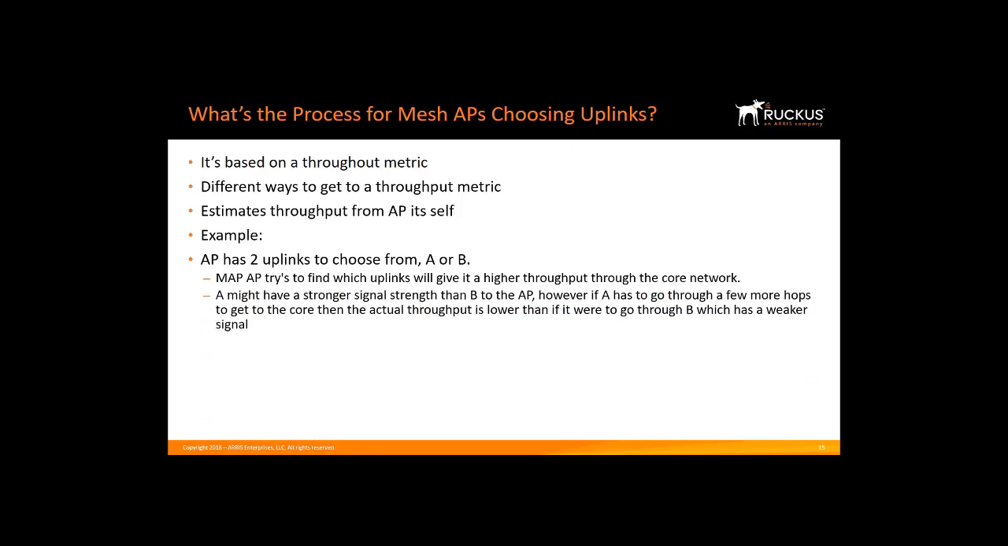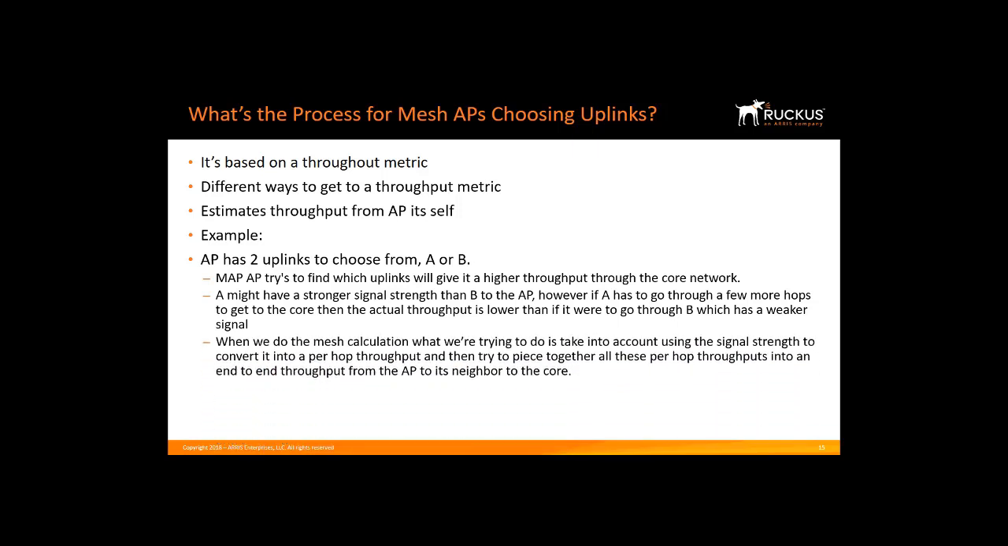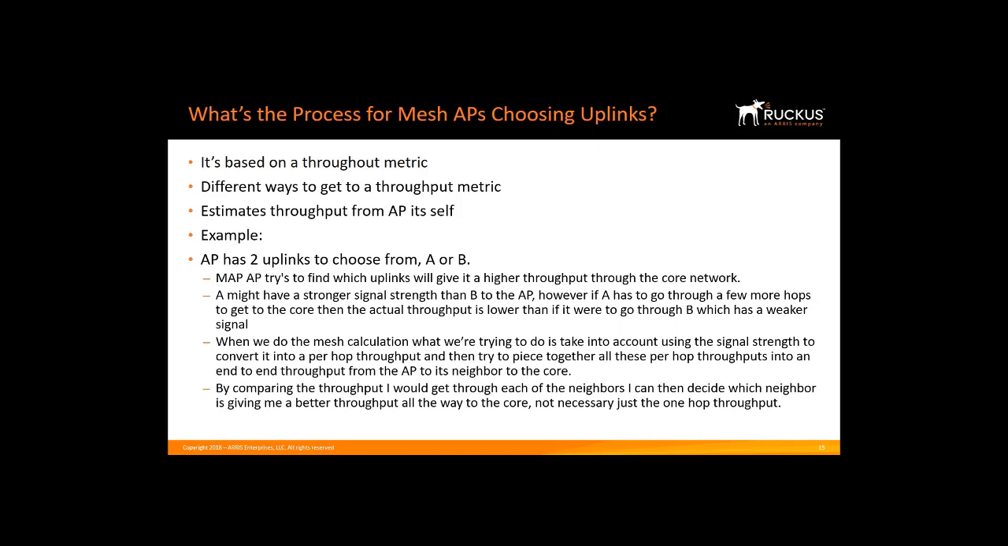A might have a stronger signal strength than B to me. However, if A has to go through a few more hops to get to the core, then the actual throughput is lower than if I were to go through B, which has a weaker signal. So when we do the mesh calculations, what we're trying to do is take into account using the signal strength to convert it into a per hop throughput, and then try to piece together all these per hop throughputs into an end-to-end throughput from me to my neighbor to the core. By comparing the throughput I would get through each of my neighbors, I can then decide which neighbor is giving me a better throughput all the way to the core, not necessarily just from one hop throughput.